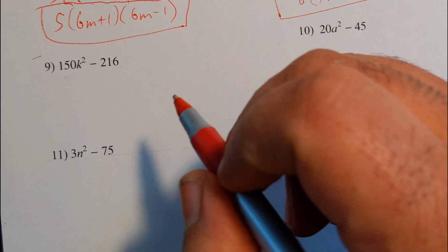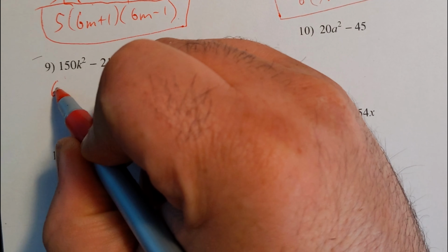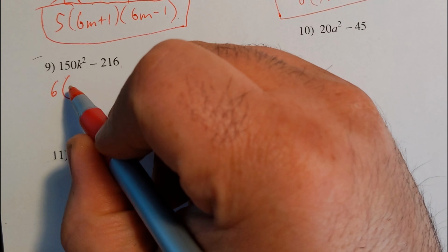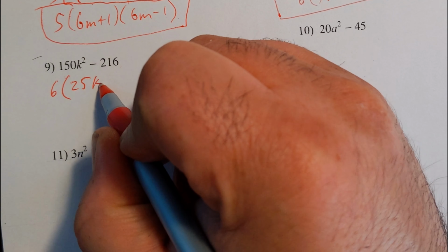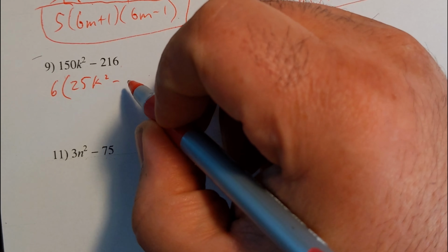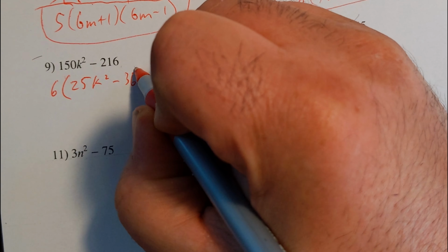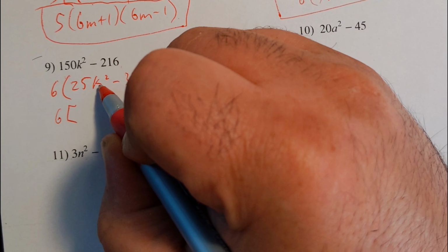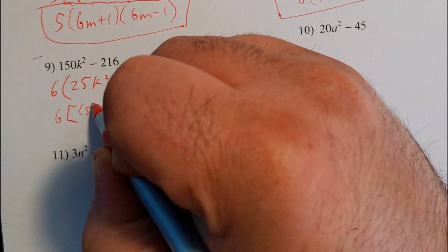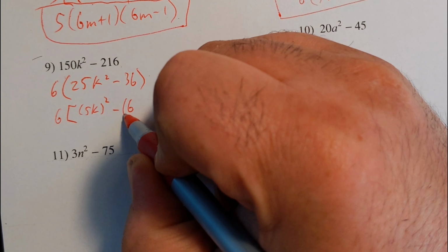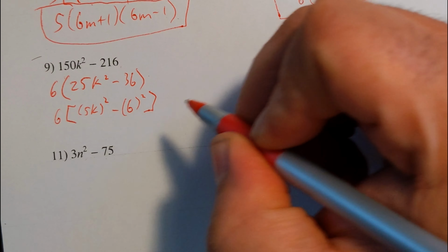150 and 216 can both be divided by 6. 150 divided by 6 is going to be 25. And 216 divided by 6 is going to be 36. 25k squared is going to be 5k being squared. 36 is going to be 6 being squared.